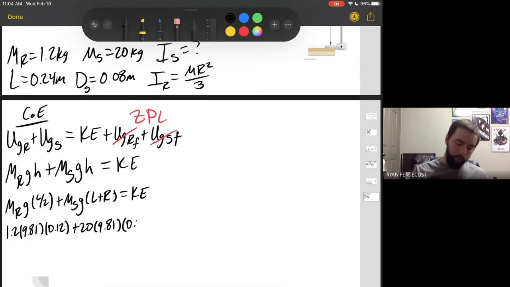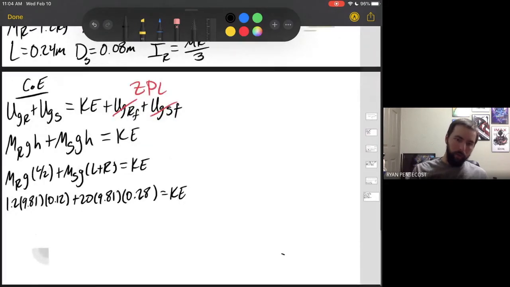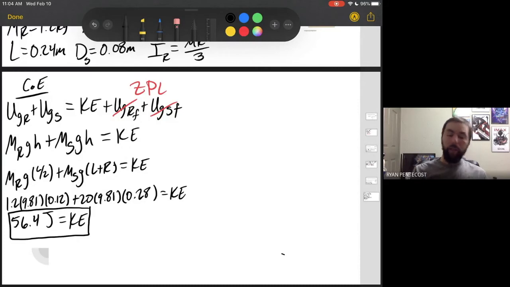So you got 0.28 there. That will give you your kinetic energy. And once you plug all of that in, you would get 56.4 joules for your kinetic energy. So that's how much kinetic energy it has after it has done its rotating.